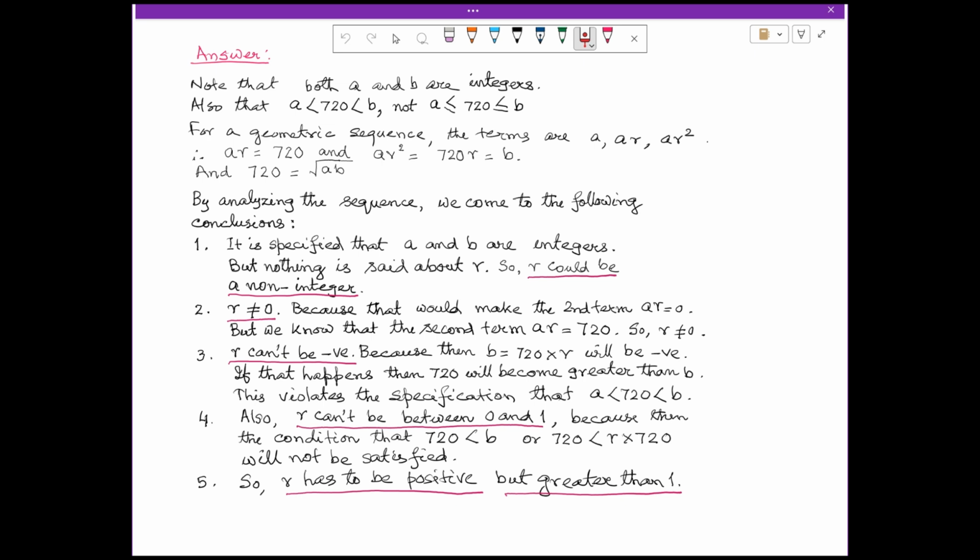The fourth conclusion is r cannot be between 0 and 1. That means it could be positive, but still not less than 1, because then the condition that 720 is less than b will not be satisfied. Or 720 is less than r into 720 will not be satisfied. So r has to be positive but greater than 1.